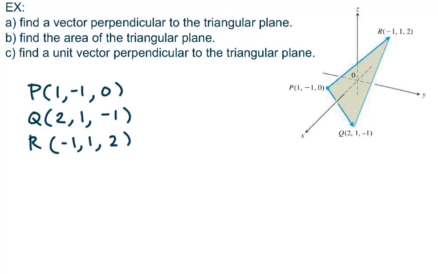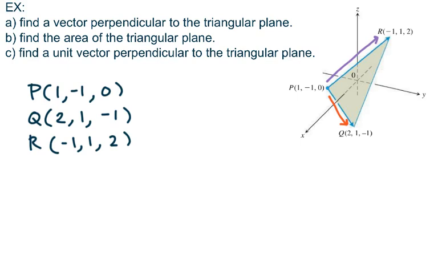In this video, we're going to apply the cross product to a problem in 3 parts. So we have an example here. We're going to start with this triangular plane identified by these 2 vectors, PQ and PR. So PQ and PR create this triangular plane.